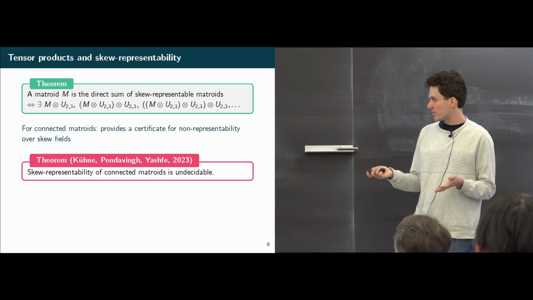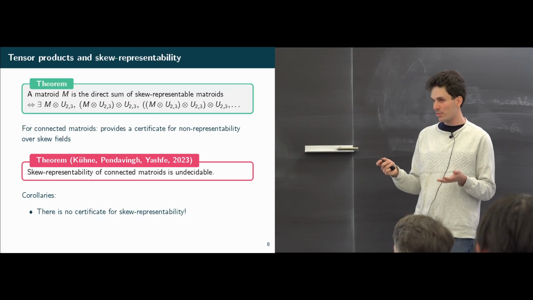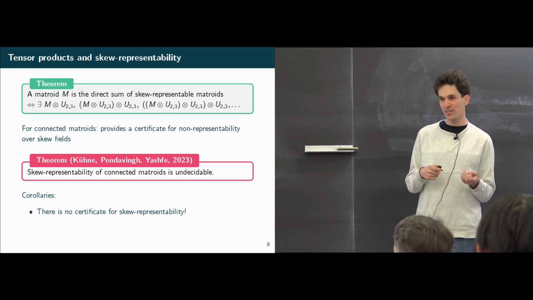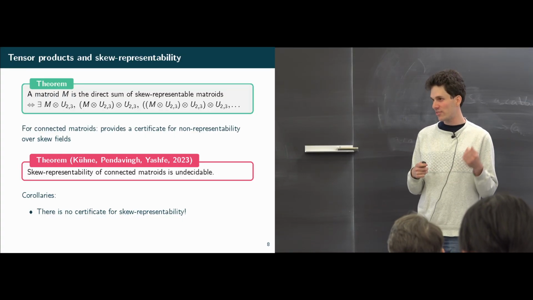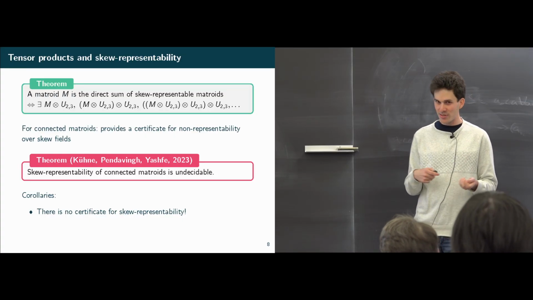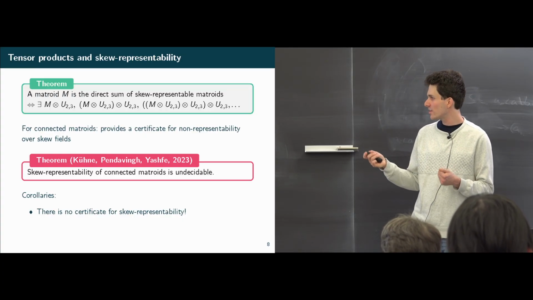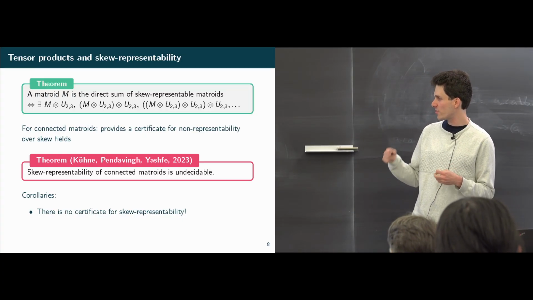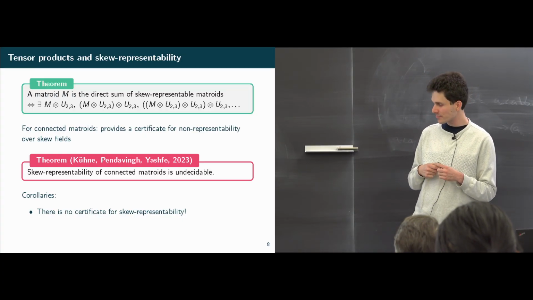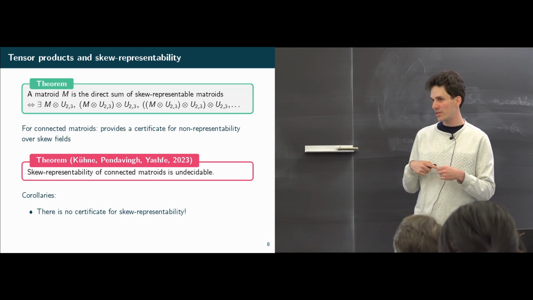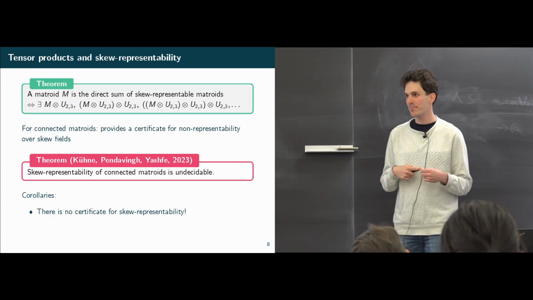But this means that since skew-representability is undecidable, this implies that there is no certificate for representability. Because if we could both certify skew-representability and non-skew-representability, then we could also decide skew-representability, because we could check all possible certificates for representability and non-representability.